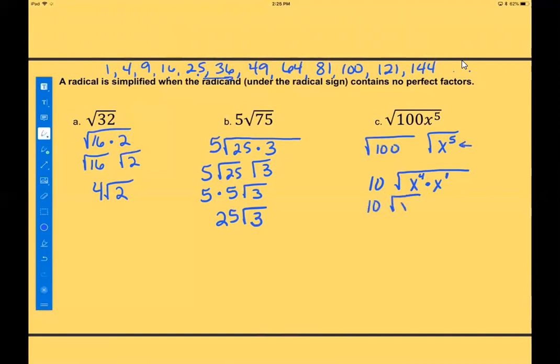We can now split this into two individual radicals. So remember what we do is divide our radical's exponents by the index. So 2 will go into 4 evenly 2 times, and we'll leave that square root of x under the radical.